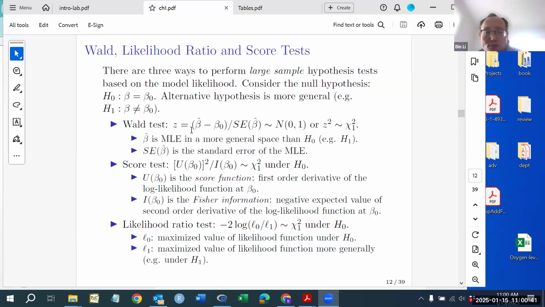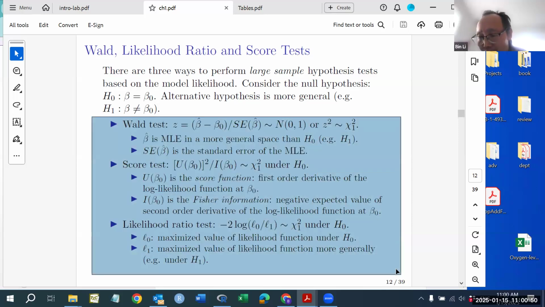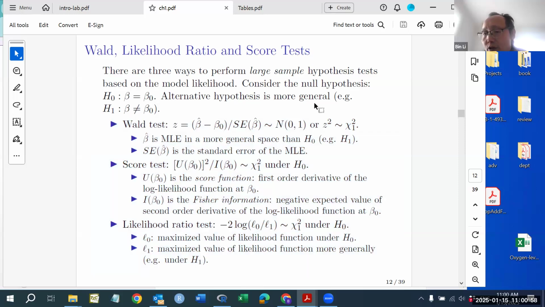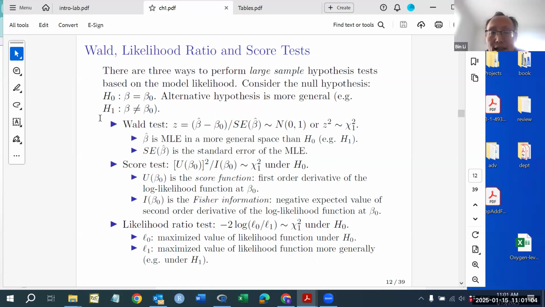By the way, these three tests are very general tests. They're not particularly for the binomial, but they can be applied to it. Here I'm talking about the general situation, and the next slide will be specific to the binomial. So for the general case, the Wald test.